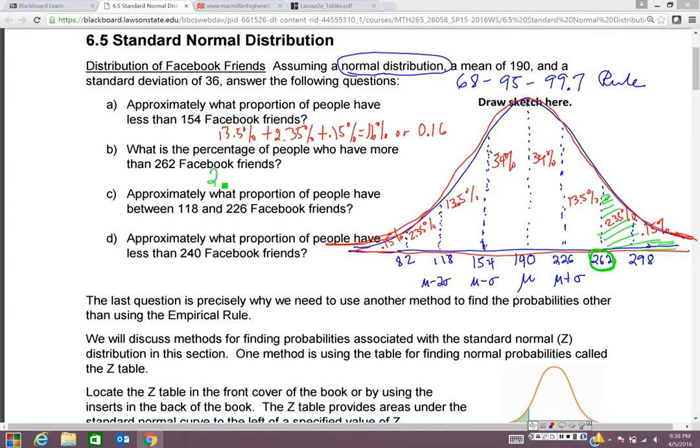which consists of 2.35% right here, and the 0.15%, which is a very small number. As a decimal, this is 0.0015. Okay, so don't ever confuse this with 15%. No, it's 0.15%. When you add this together, you get 2.5%. As a decimal, that is 0.025.